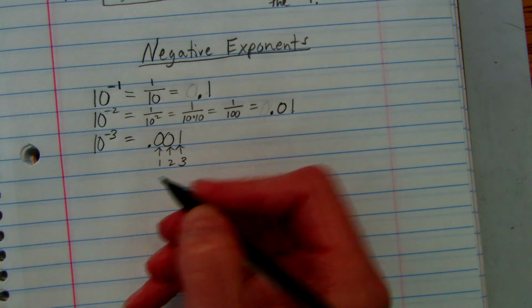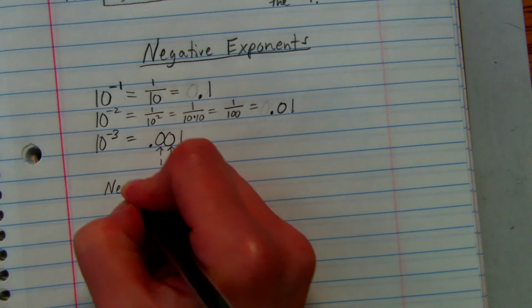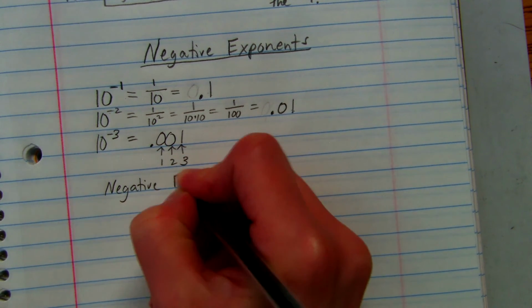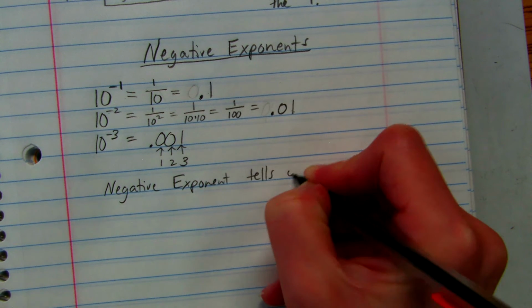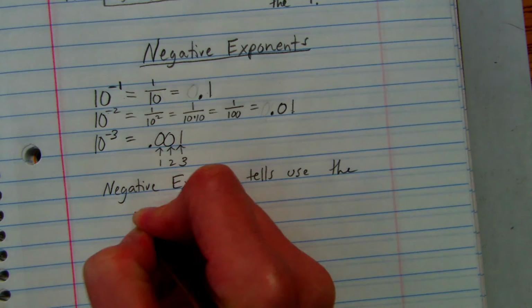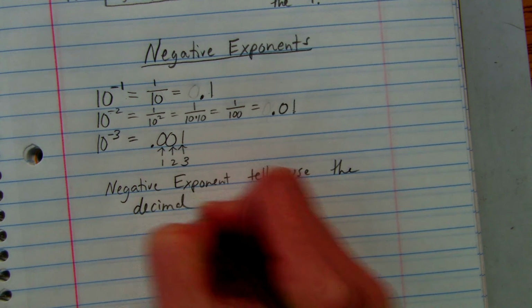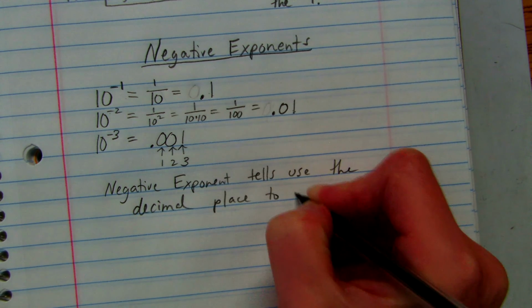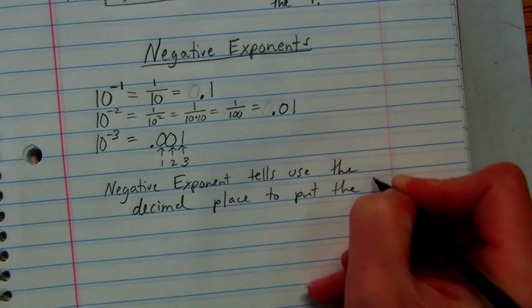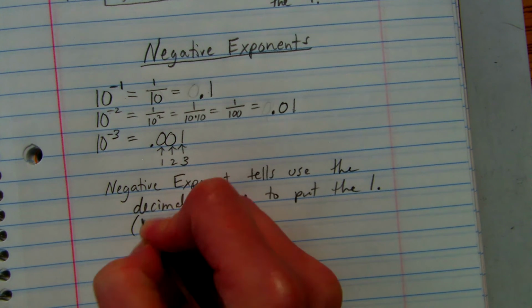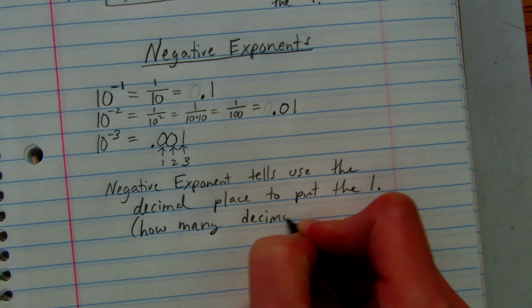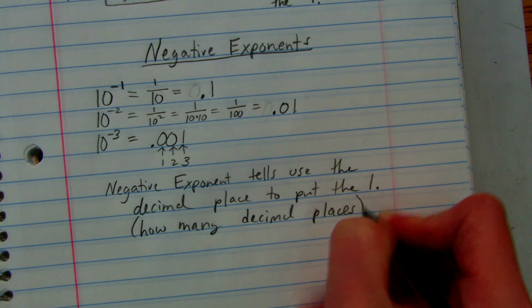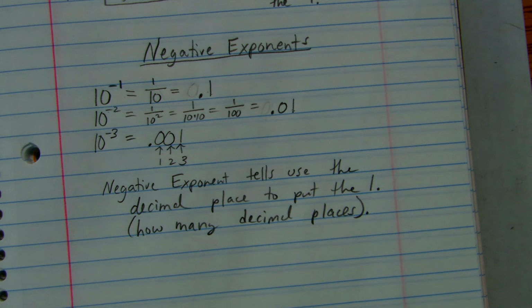And so we'll just write a note down here. Negative exponent tells us the decimal place to put the 1. It also tells us how many decimal places. You're only going to have 0s and 1s when you're doing powers of 10, because that's just how they work.